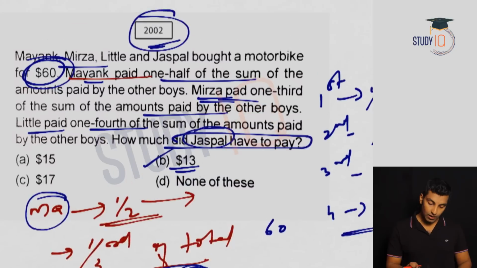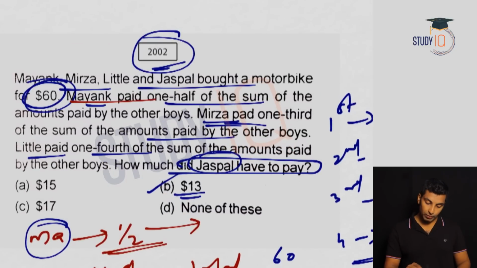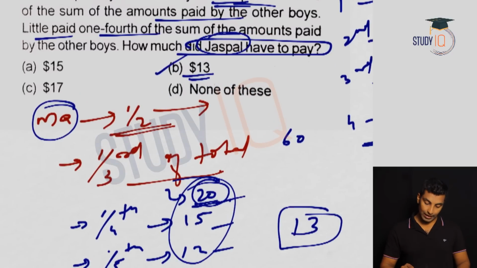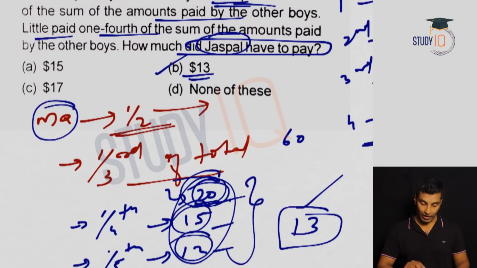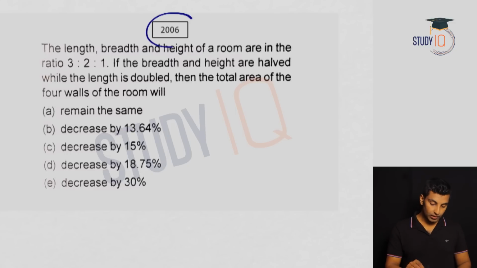Very simple question. So he paid 1/2 of the total sum of the other three, that means 1/3 of the total. So you got that as 20, then 15 and 12. So you can answer it as 13. Very simple question. Okay, take a minute and solve this question, 2006 question. Very simple question again.